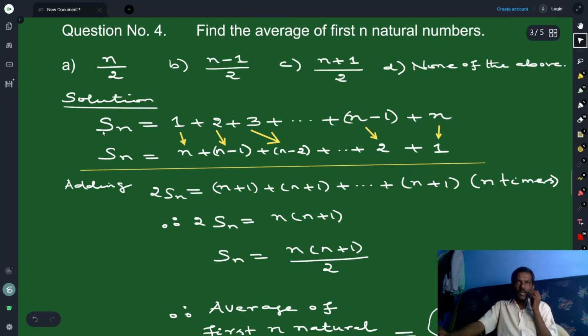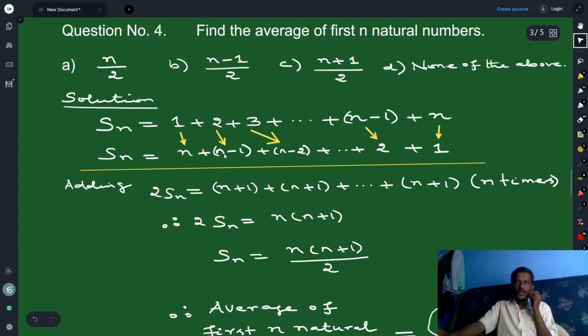Now we again write Sn, but this time we write it in the reverse, descending order. So you write n and then n minus 1 and then n minus 2 and so on, then 2 and then 1. Now look at the yellow arrows. You add those two. Sn plus Sn will give you 2Sn on the left hand side. 1 plus n is n plus 1.